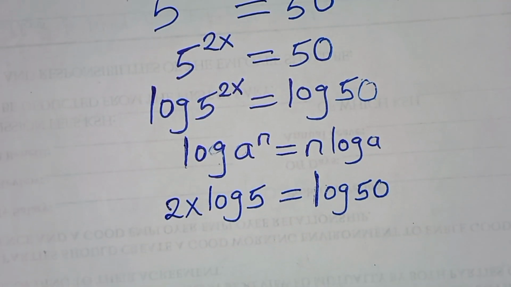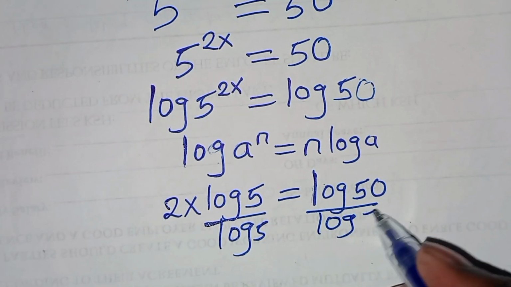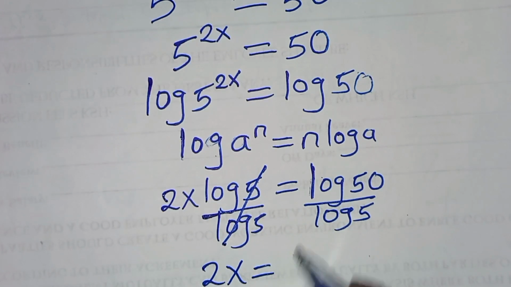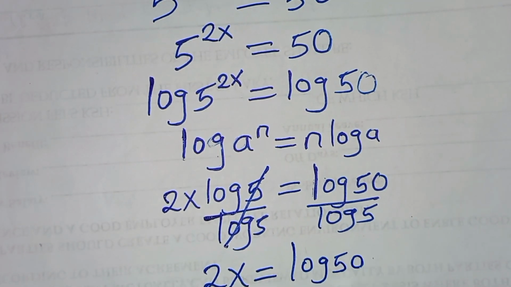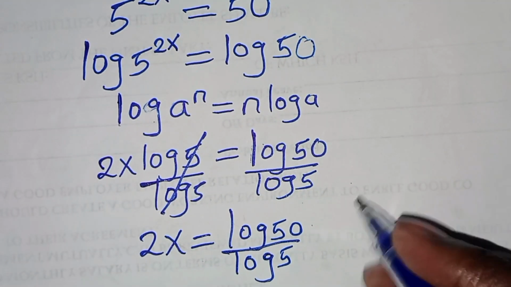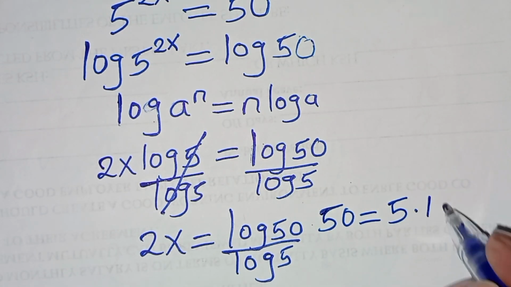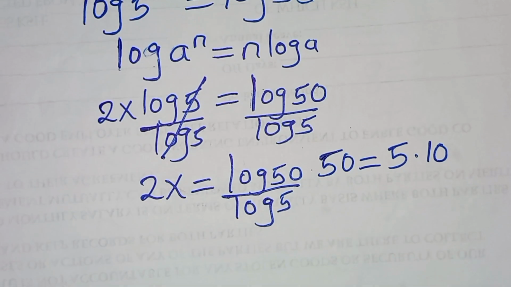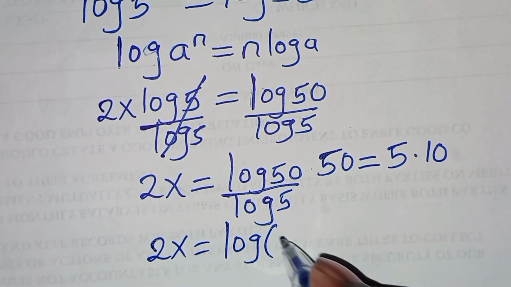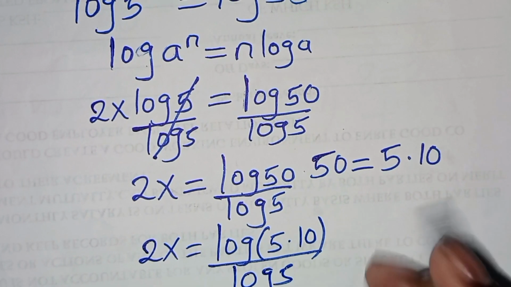Now, from here, we divide both sides by log 5. So here we'll have 2x equal to log 50 divided by log 5. We can express 50 as 5 multiplied by 10. So the next step, we'll have 2x equal to log of 5 multiplied by 10, divided by log 5.